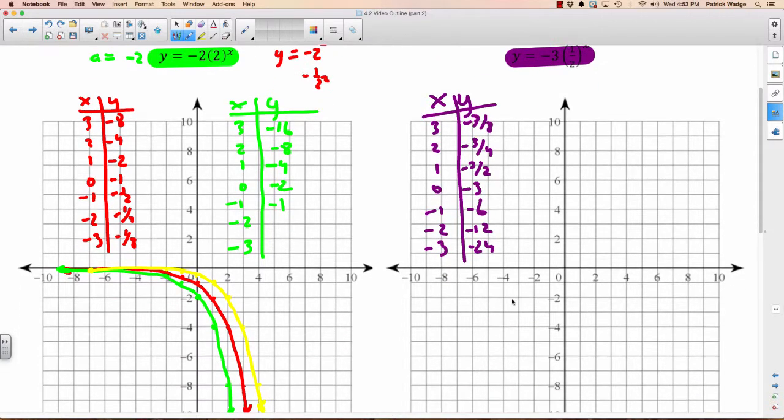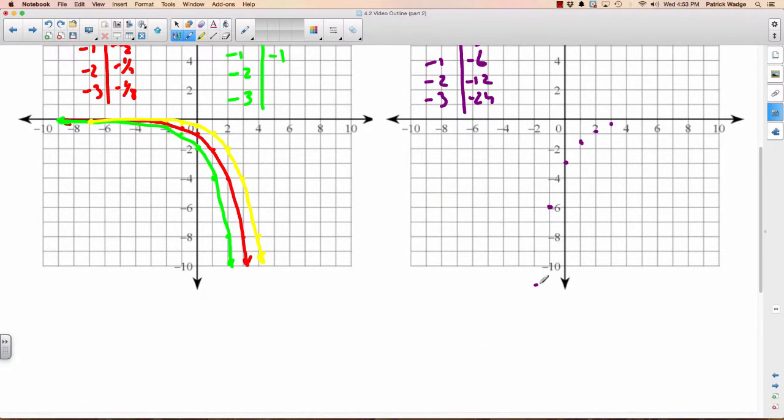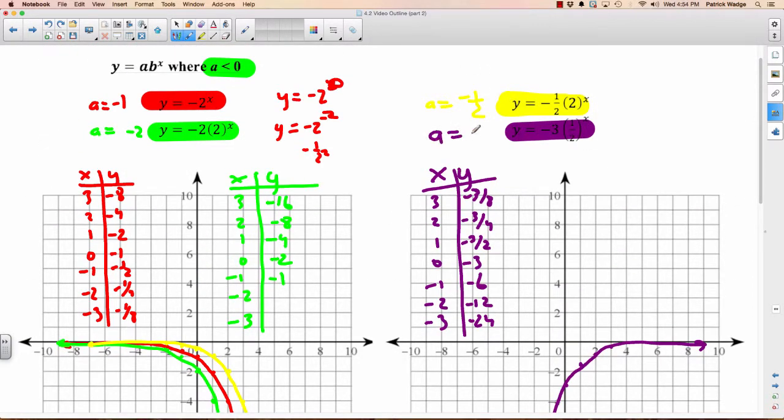Well, that's not fitting on our graph, is it? So we get 3 and -3/8, so somewhere around here. You get 2 and -3/4. You get 1 and -3/2, which is -1.5. 0 and -3, -1 and -6, -2 and -12, which is somewhere down here. And we have our answer. So this time we have an increasing function. All these ones were decreasing. This one's increasing. Asymptote's the same place. Y-intercept is at -3, and sure enough, our A value was at -3.